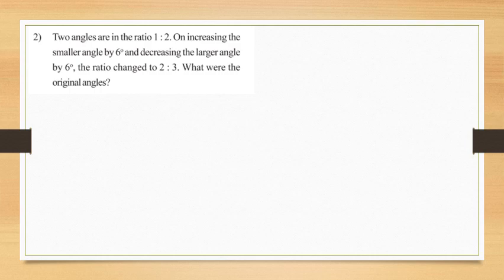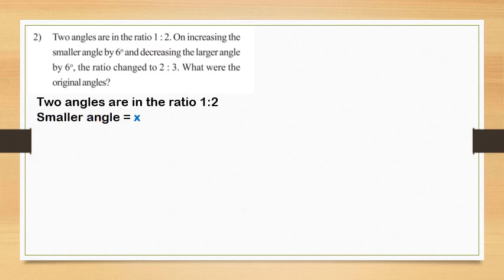Question number 2. Two angles are in the ratio 1 is to 2. On increasing the smaller angle by 6 degrees and decreasing the larger angle by 6 degrees, the ratio changed to 2 is to 3. What were the original angles? Children, from the question, let us write two angles are in the ratio 1 is to 2. So let us take smaller angle equal to 1x or x and larger angle equal to 2x.